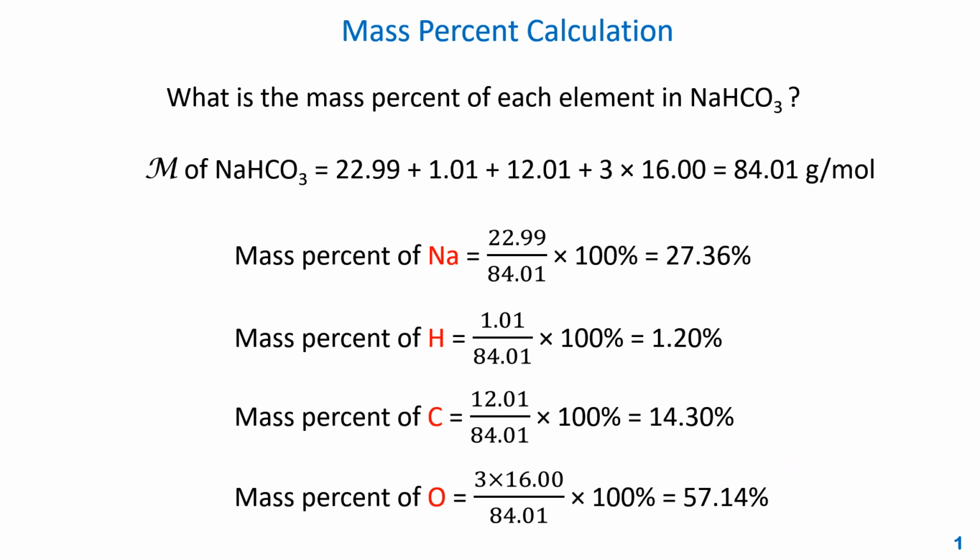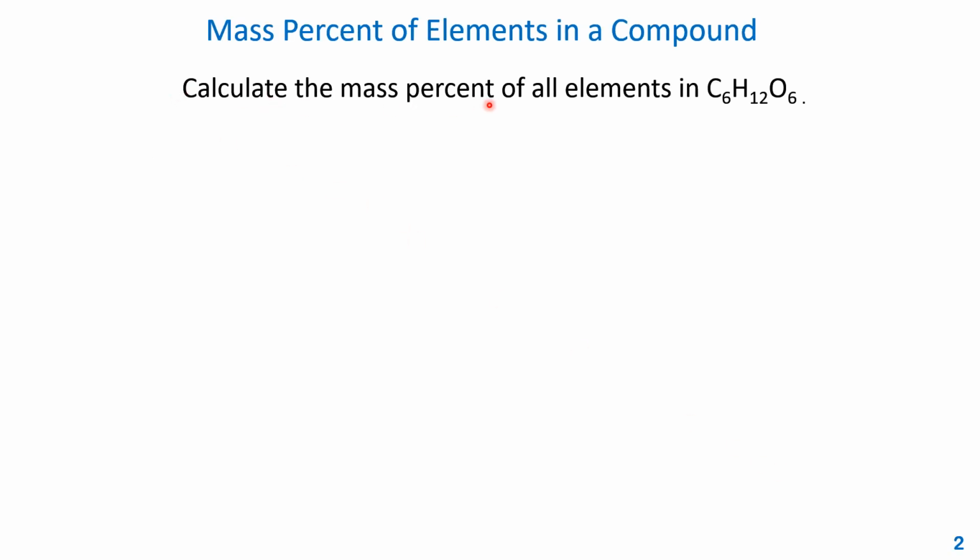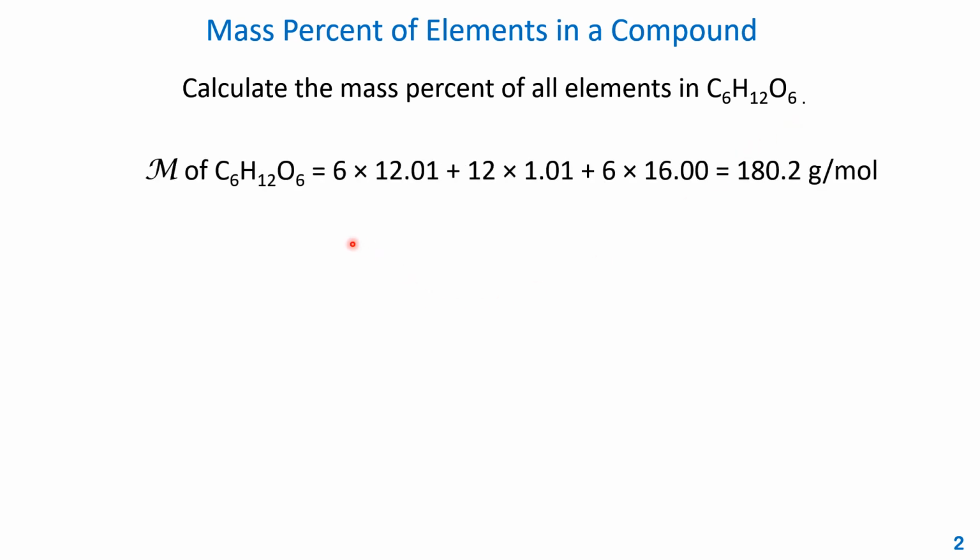I'll give you another example. Calculate the mass percent of all elements in glucose. Okay, so follow the same strategy. Calculate the molar mass first. 6 carbon, 12 hydrogen, 6 oxygen. So the molar mass of glucose is 180.2 grams per mole.